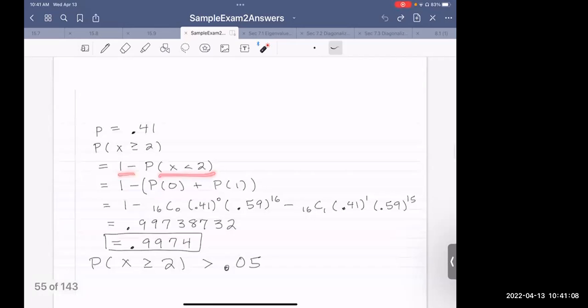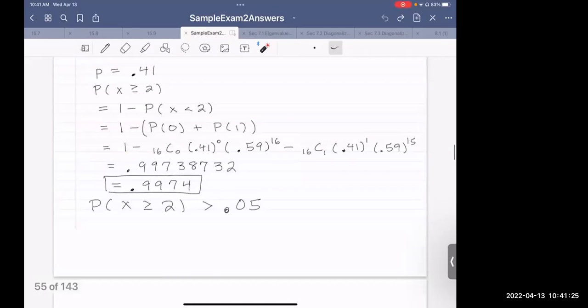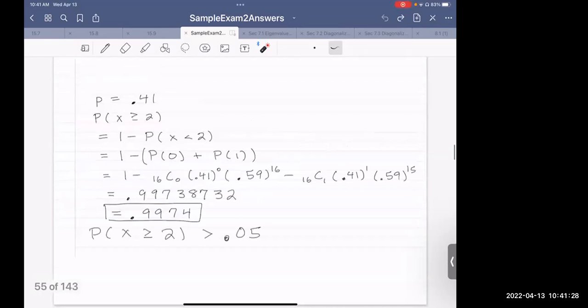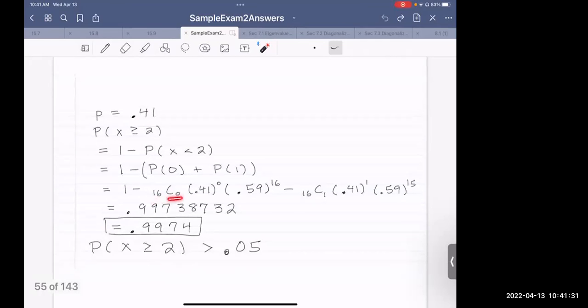So let's use the complementary event. 1 minus the probability that x is less than 2. The things that are less than 2 are 0 and 1. So let's find the probability that x is 0 and the probability that x is 1. So 1 minus the probability x is 0. I have n is 16, and I want no successes, so 16 C 0. I have p is 0.41 to the power 0. If I have a 41% chance of success, I have a 59% chance of failure. So 0.59 to the power 16 minus 0, which is 16.